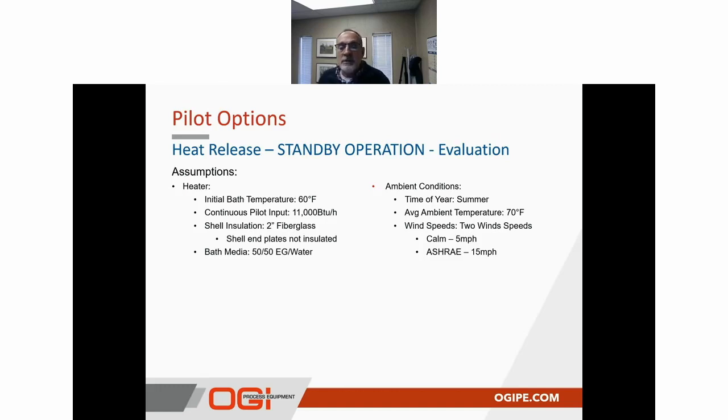Wind speeds, there's two different wind speeds that we evaluated, and one of them is very calm, 5 miles per hour or lower, and then what's considered an ASHRAE standard for design, which is 15 miles per hour. So we're looking at both of those.